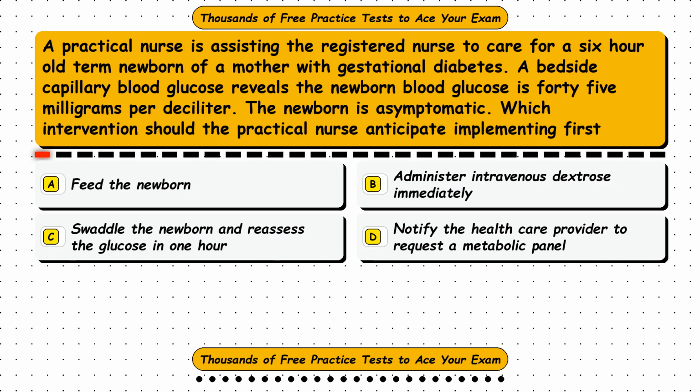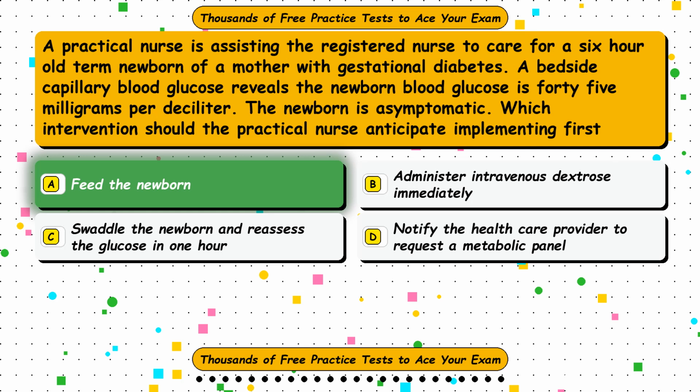Question 8. A practical nurse is assisting the registered nurse to care for a 6-hour-old term newborn of a mother with gestational diabetes. A bedside capillary blood glucose reveals the newborn blood glucose is 45 mg per deciliter. The newborn is asymptomatic. Which intervention should the practical nurse anticipate implementing first? Option A. Feed the newborn. Option B. Administer intravenous dextrose immediately. Option C. Swaddle the newborn and reassess the glucose in 1 hour. Option D. Notify the healthcare provider to request a metabolic panel.